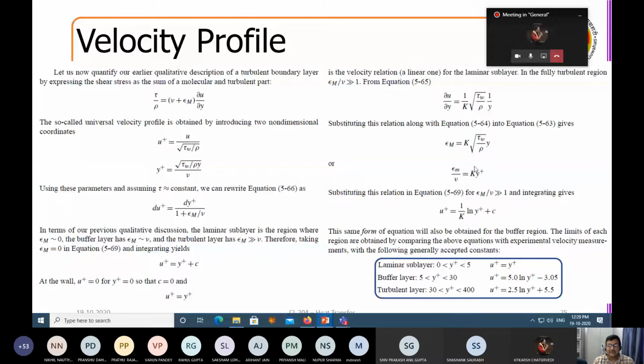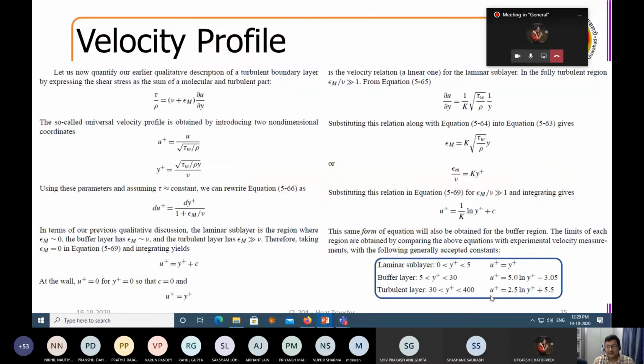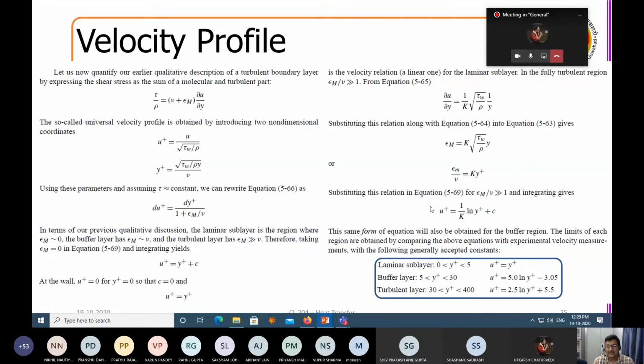Now if you integrate this with this k y plus, you obtain for the turbulent regime, which is this zone, for the buffer layer and the turbulent layer, an expression which is u plus equal to 1 by k ln y plus plus c. And then you perform a number of experiments to fit the profile that is associated with this and that. It comes out to be from 5 to 30. You fit in a correlation like this, whereas for this relationship, you fit in a correlation like this.